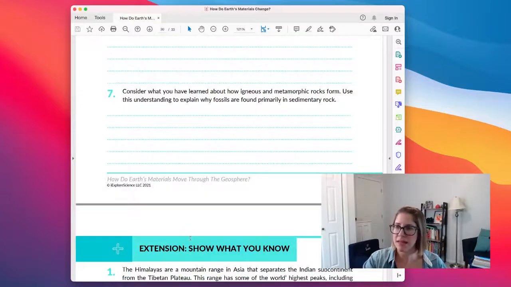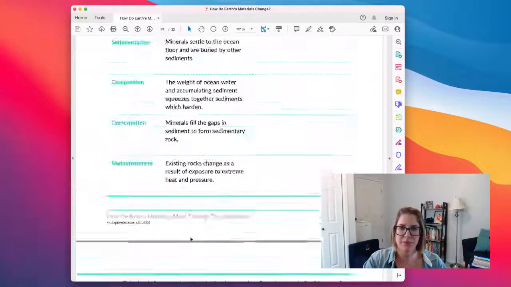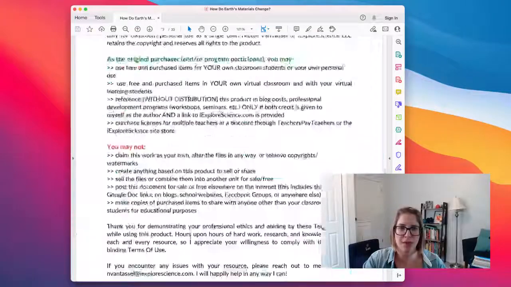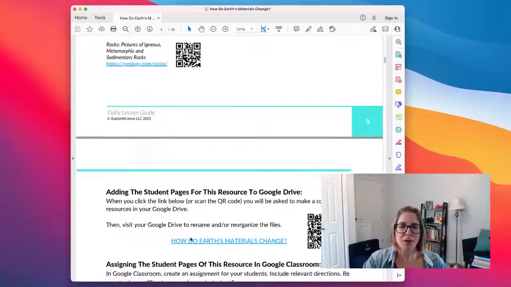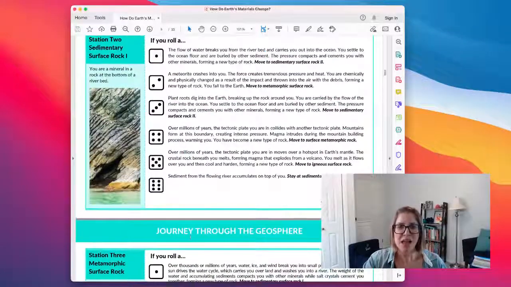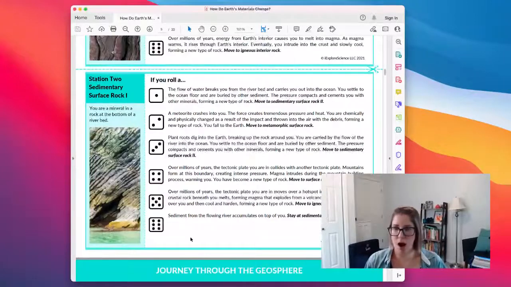But let's say you found that online activity where students go through the rock cycle, where they're rolling dice and they're moving to different rocks. So I tried to be very specific when I was designing this, like you're a mineral on a rock at the bottom of a riverbed and these plant roots are, and you're going to this place in the ocean, or you are moving to this metamorphic rock inside this mountain or whatever. So I try to make it as specific as possible. But this is a pretty generic activity.